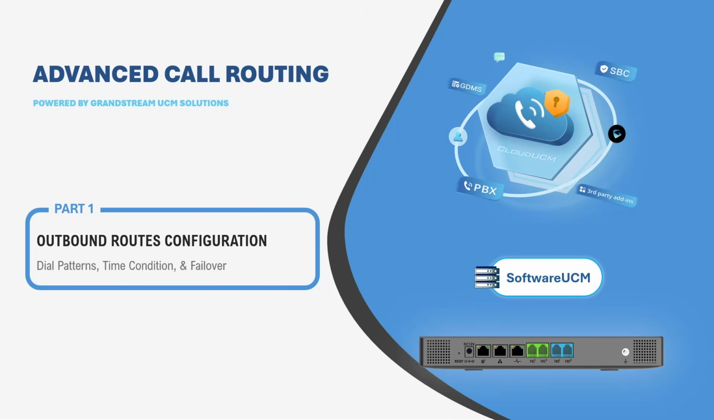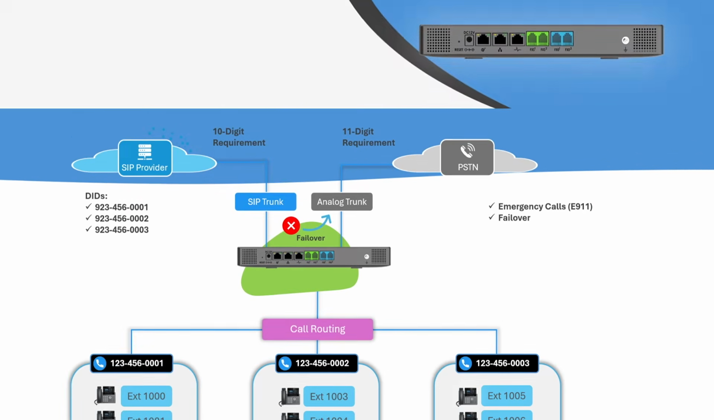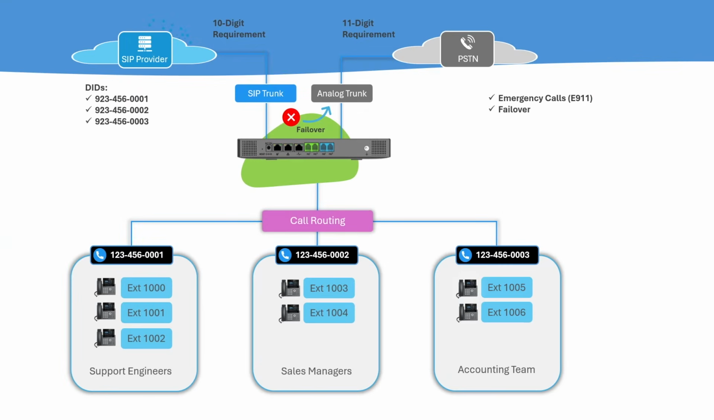Welcome to a new video guide series about advanced call routing on Grandstream UCM solutions. This video guide series is structured into several parts and sections to allow you to easily skip to your specific topic of interest. Grandstream UCM solutions offer advanced call routing methods, allowing every business to customize their call flow to fit their operational needs. In this video, we will cover outbound call routing, which allows the UCM to decide how to handle outgoing calls through a specific trunk.